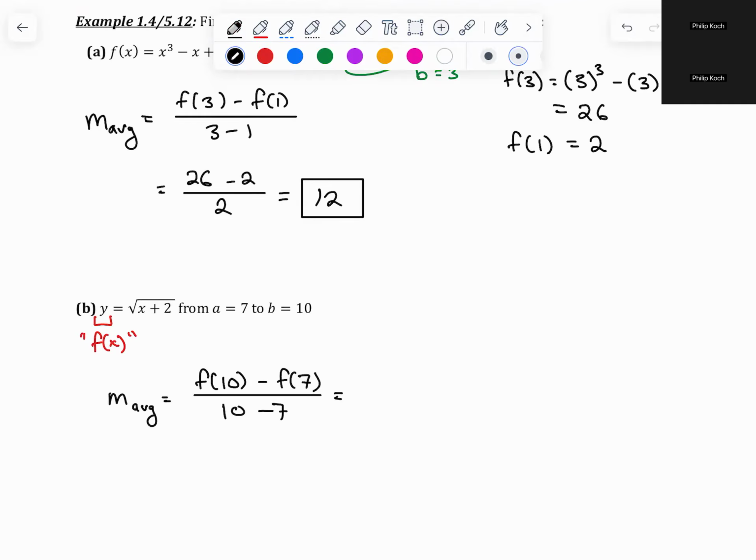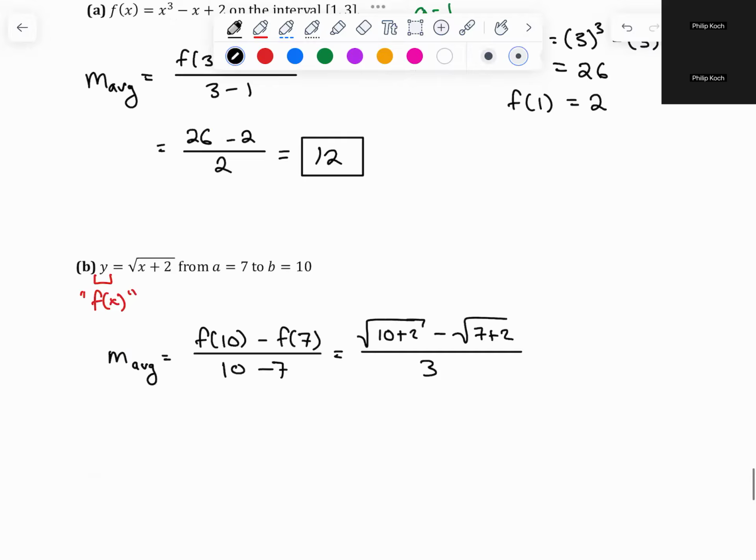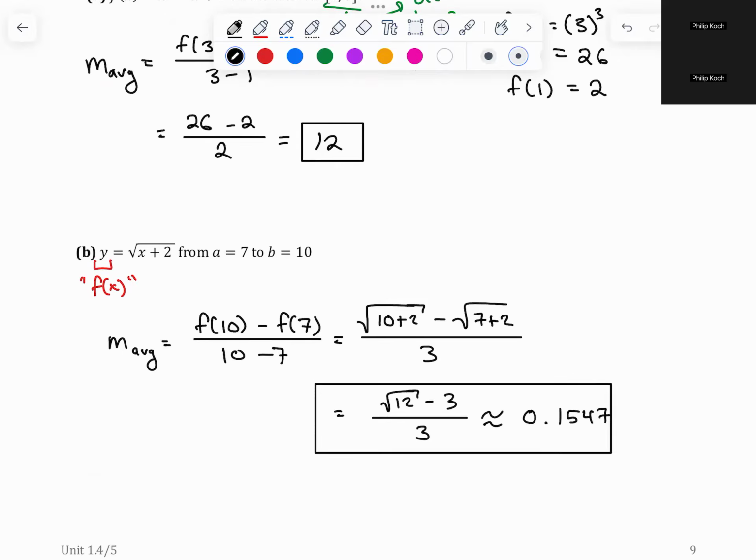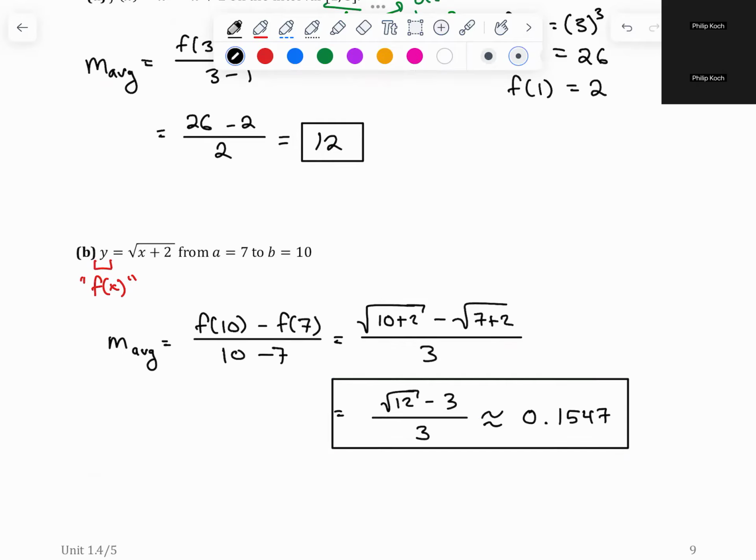And so f of 10, I'm going to plug it in right away. I'm not going to compute it on the side. It's not wrong to do so, but I can do it right from the start here. That'll be the square root of 10 plus 2 minus the square root of 7 plus 2, all divided by 10 minus 7, that's 3. So that's going to be the square root of 12 minus 3 over 3, which is approximately 0.1547, depending on whether or not the question wants me to round it or leave it in exact form.